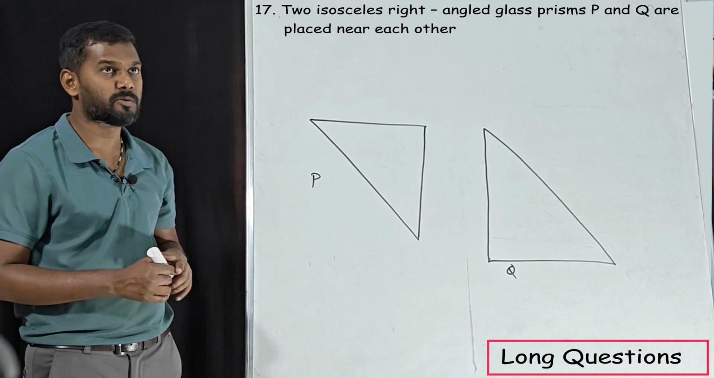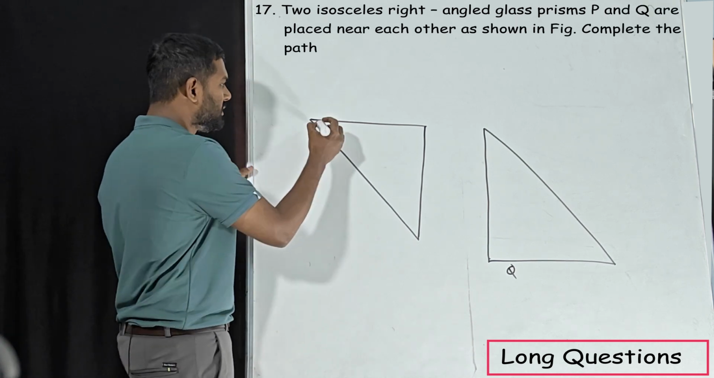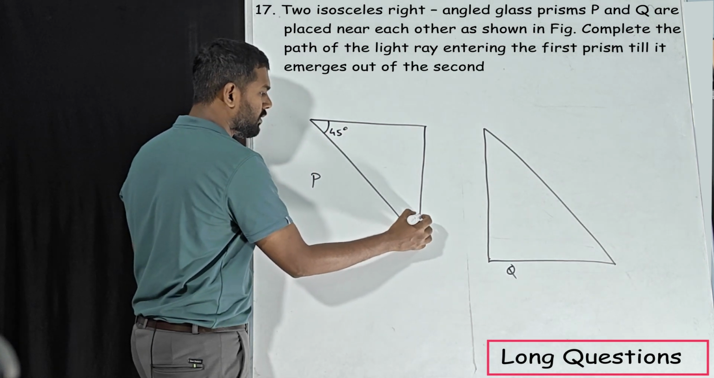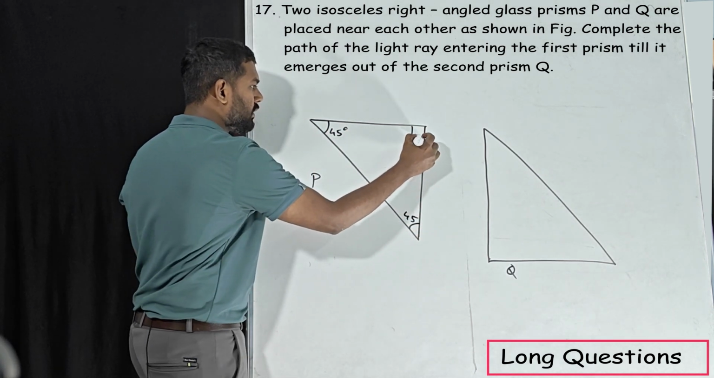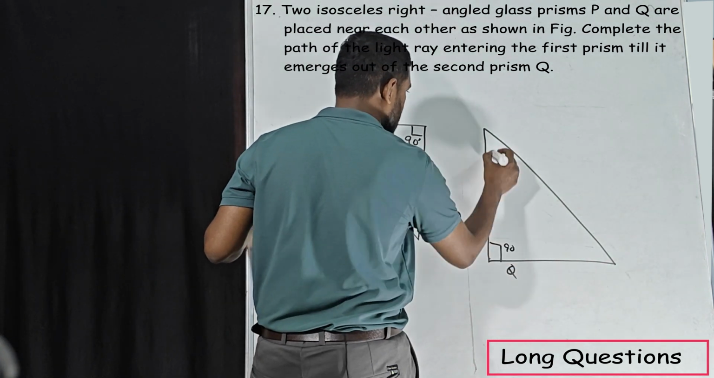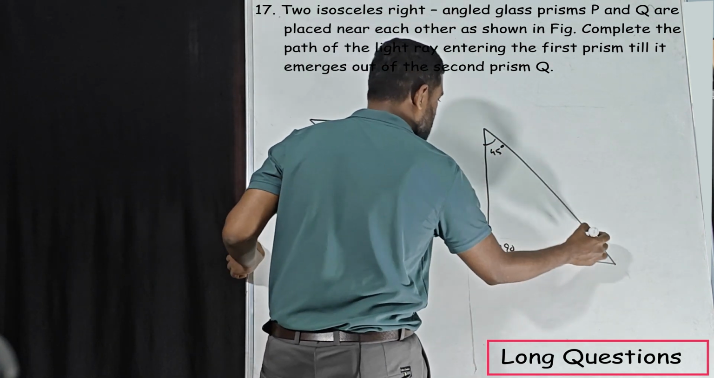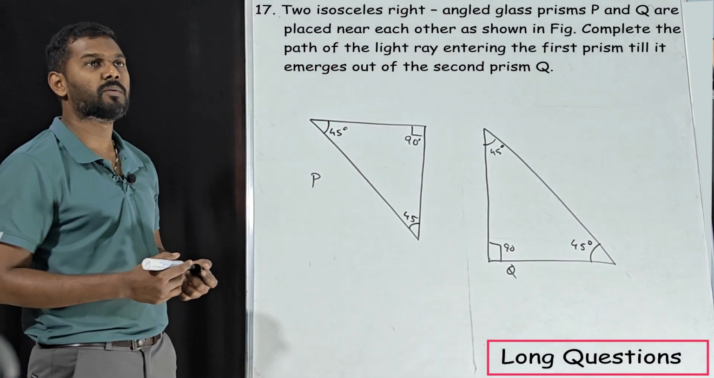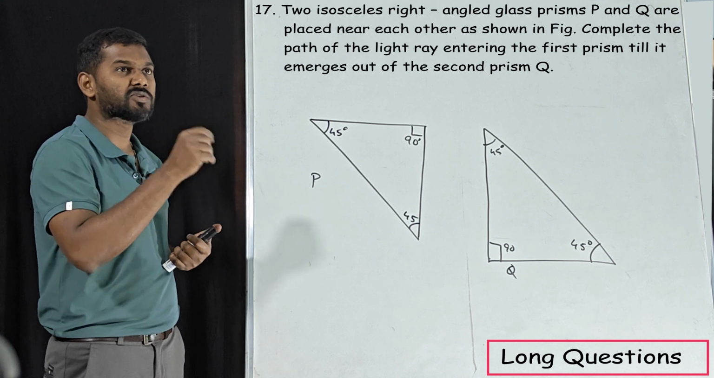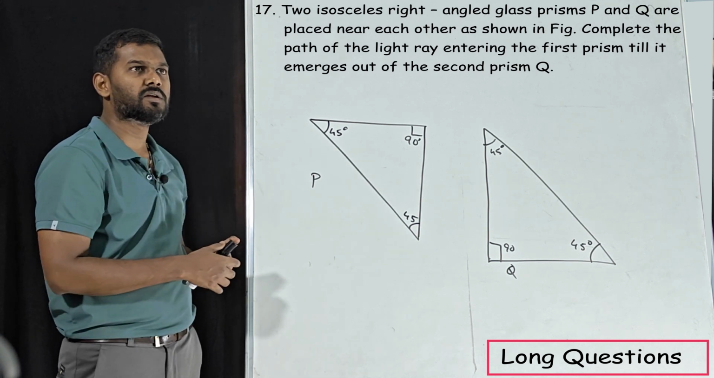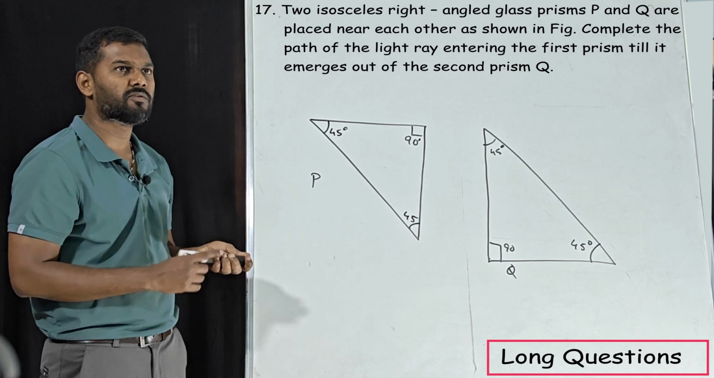Our next question: two isosceles right angled prisms. Isosceles means this will be 45, 45, and this will be 90. Once you know what kind of triangle the prisms are, this is what you have to do. Isosceles right angle prisms P and Q are placed near each other as shown in the figure. Complete the path of light.